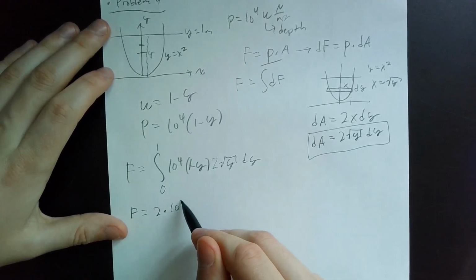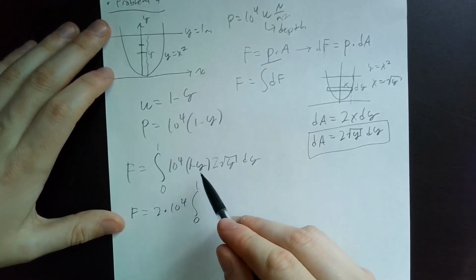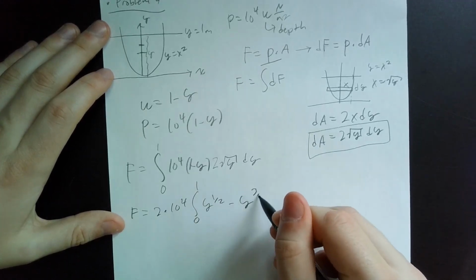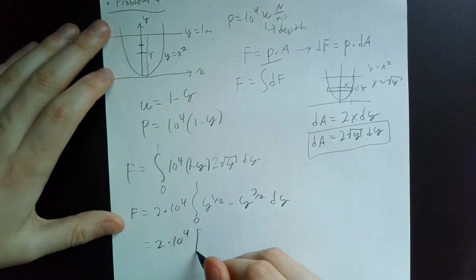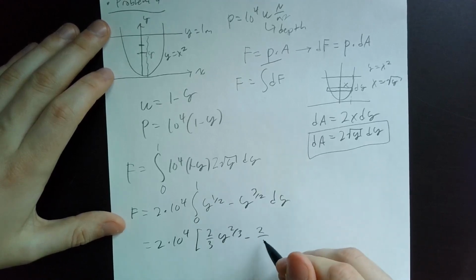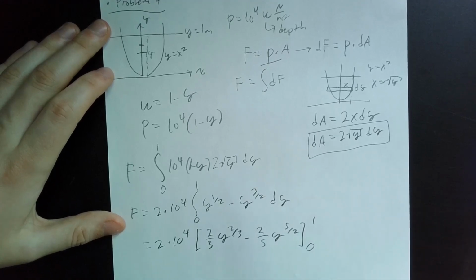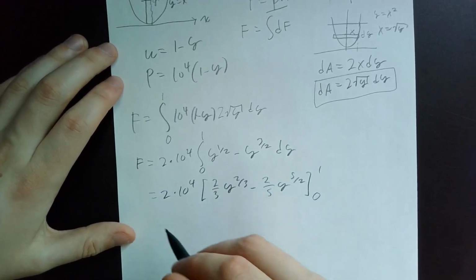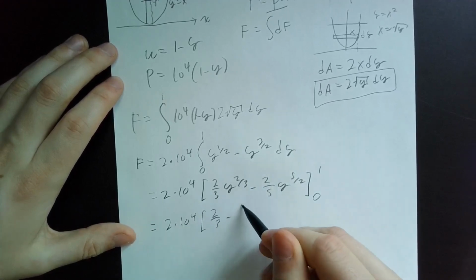So we'll take a 2 and 10 to the 4 out of the integral. And we'll distribute this root y into this 1 minus y term. So we have y to the 1/2 minus y to the 3/2 dy. And now we're just going to simply do the antiderivative of that. We're going from 0 to 1. This term is 0 when you plug in y equals 0. So all we're left with is 2 times 10 to the 4th, times 2/3 minus 2/5.